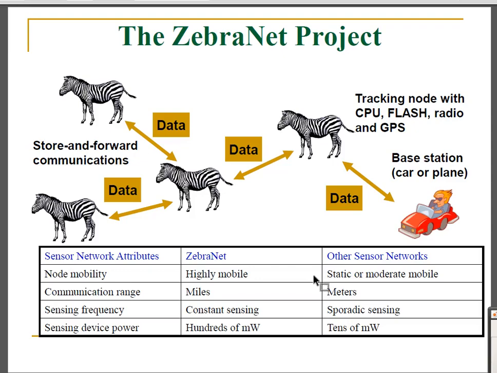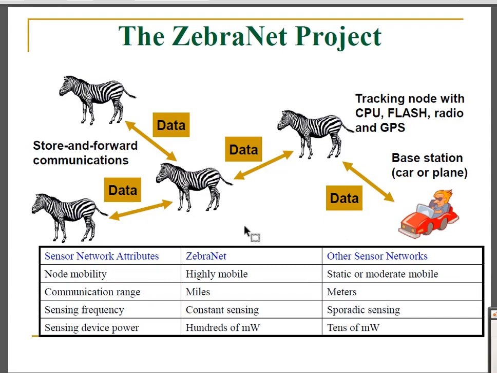For the sensing frequency, we need constant sensing, compared to, for example, sensing often, but not all the time, not constant sensing. And then for the device power, in the case of ZebraNet, we have hundreds of milliwatts, but in other networks, much less than that. Right? So that is a comparison of ZebraNet.